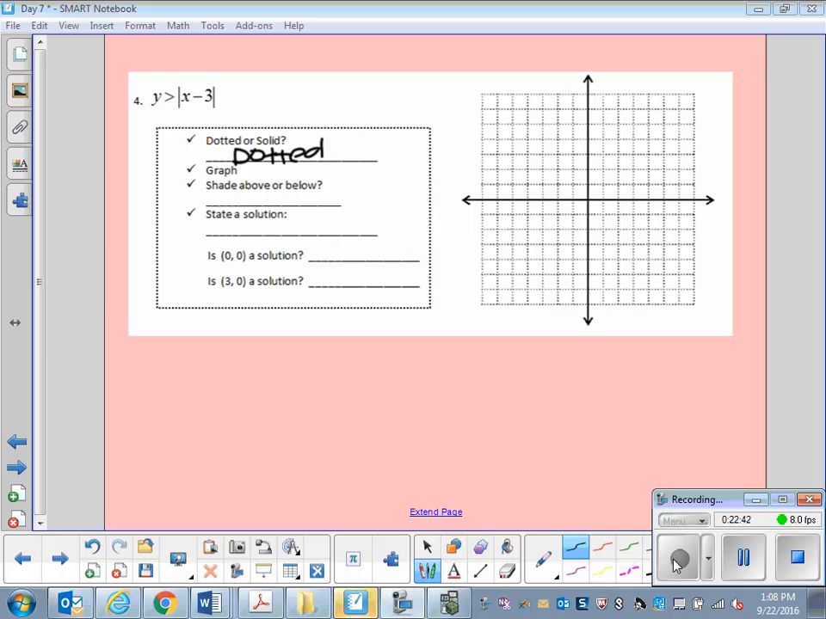Where's my vertex? Where's the vertex? 3, 0. Okay, so 1, 2, 3, 0. Where's my next point? Up 1 over, what do you mean? To the left 1. Up 1 to the right 1. Give the coordinates.